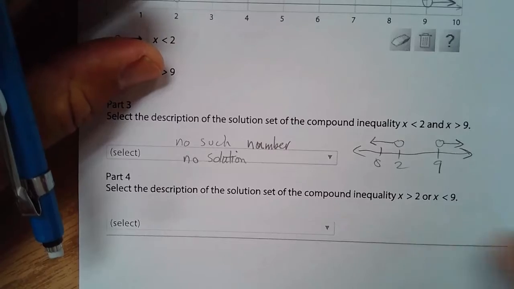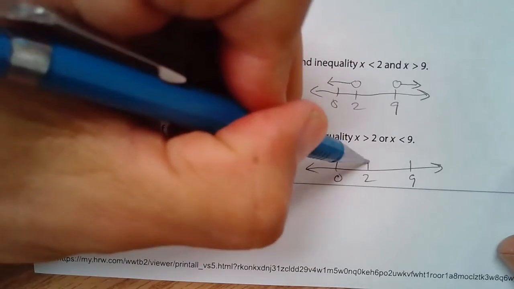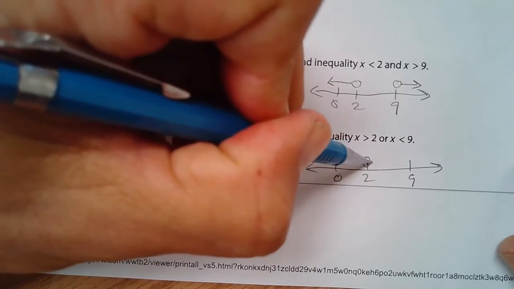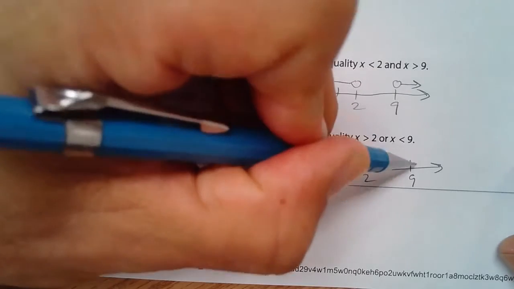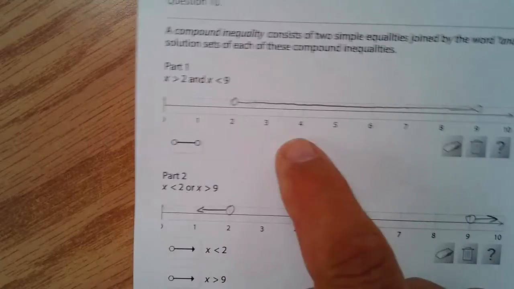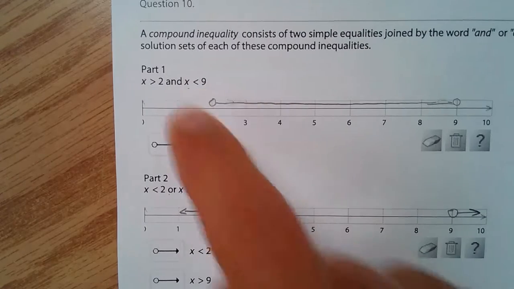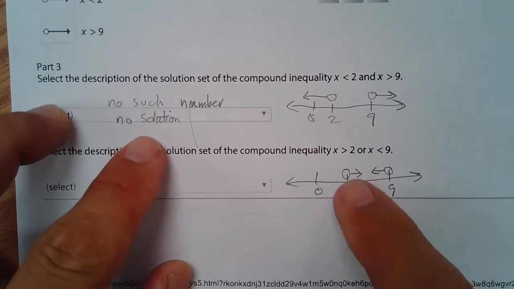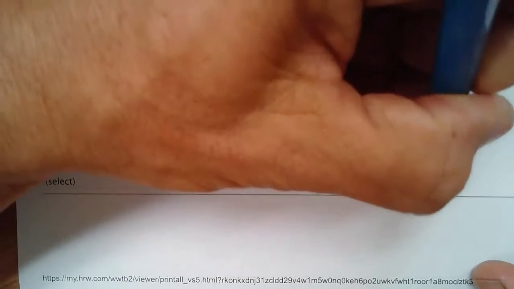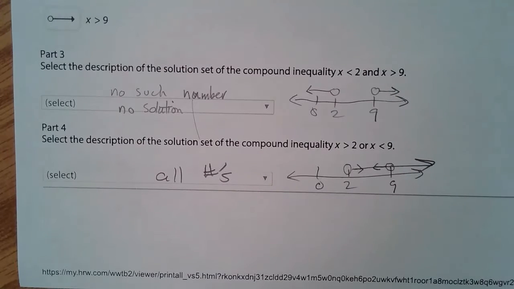And what about x is greater than 2 or x is less than 9? Let me draw that out real quick, 0 to 9. x is greater than 2, or x is less than 9. In the and, we were looking at numbers greater than 2 and also less than 9, which is just that. But here, it actually goes beyond, and so it's all numbers.